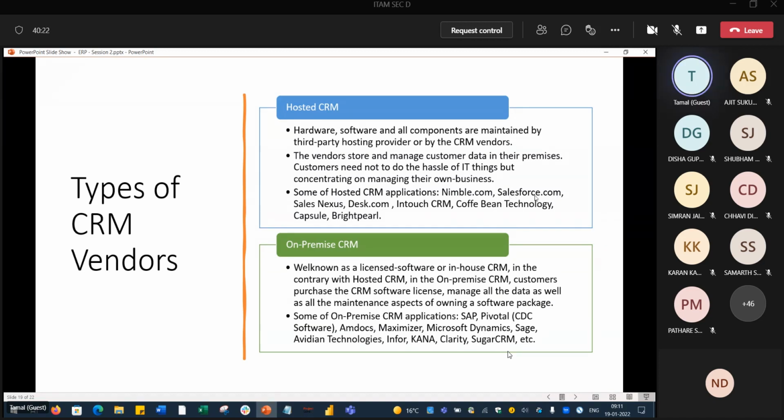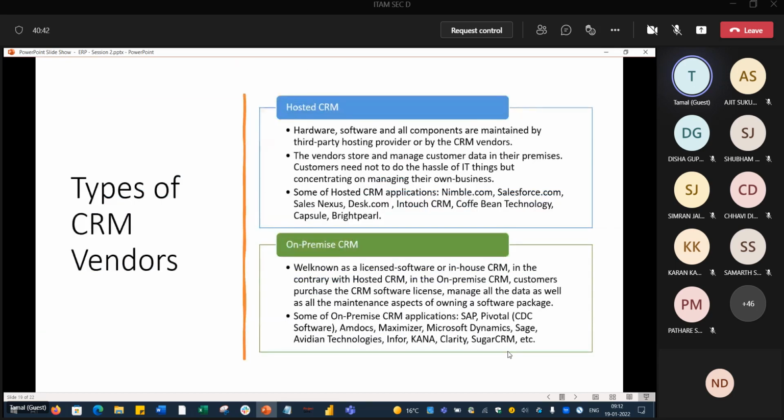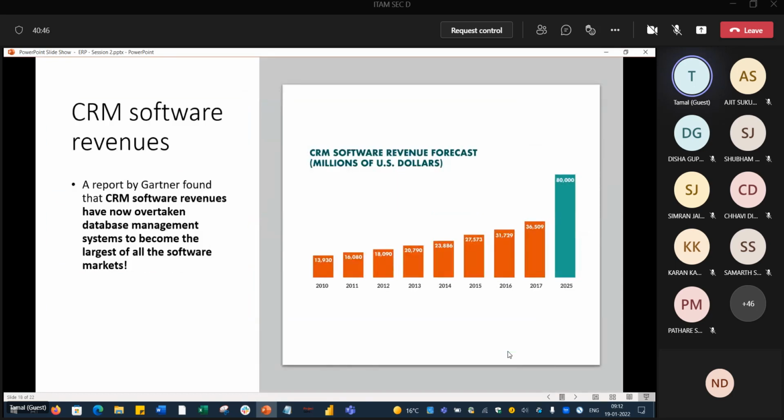Do not forget this name. Okay, you must have seen that Nimble was there. Right now, Nimble is very much there actually, and Salesforce is taking the business market shares. And Microsoft Dynamics. Okay, this is the on-premise thing. Okay, so these are the CRM stories.